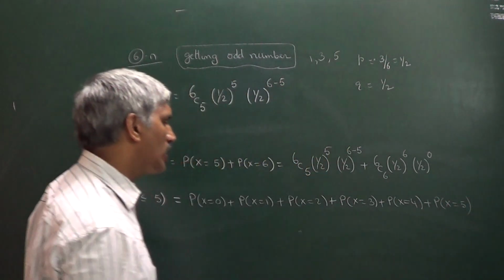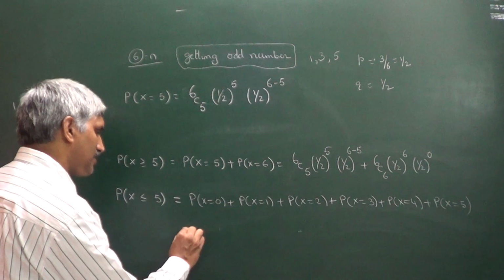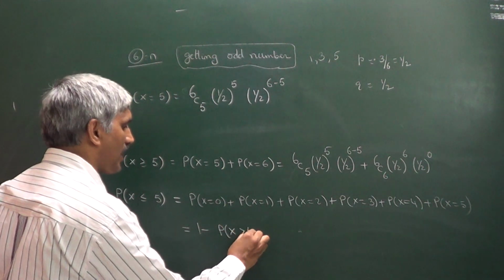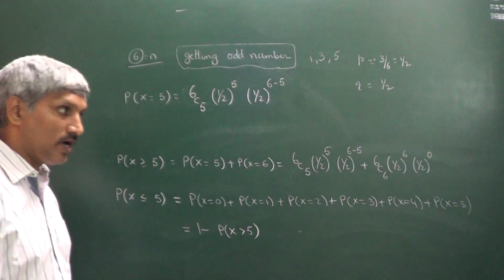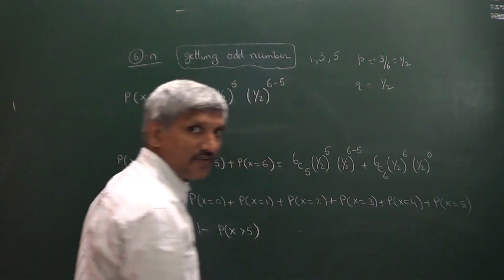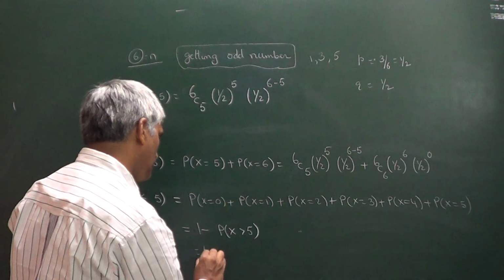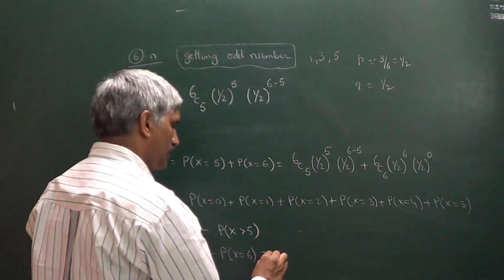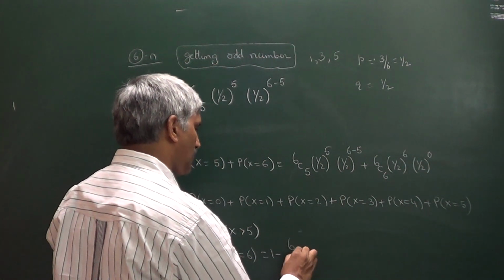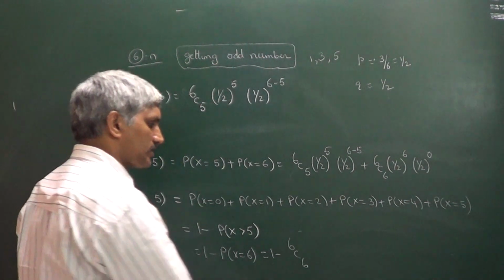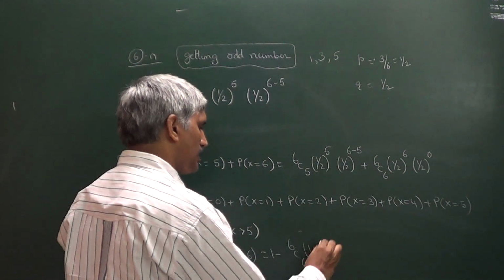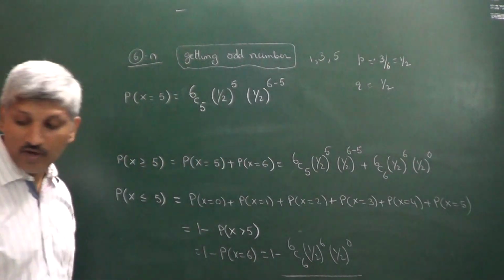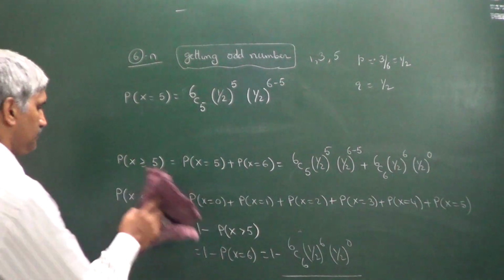Instead of finding all these, what we can do is, this can be written as 1 minus P of x greater than 5. So this is nothing but 1 minus P of x is equal to 6, which is enough. That is equal to 1 minus, out of 6 trials, we have to get 6 times success. Success power 6 into failure power 0. So that is the way of answering a particular question.